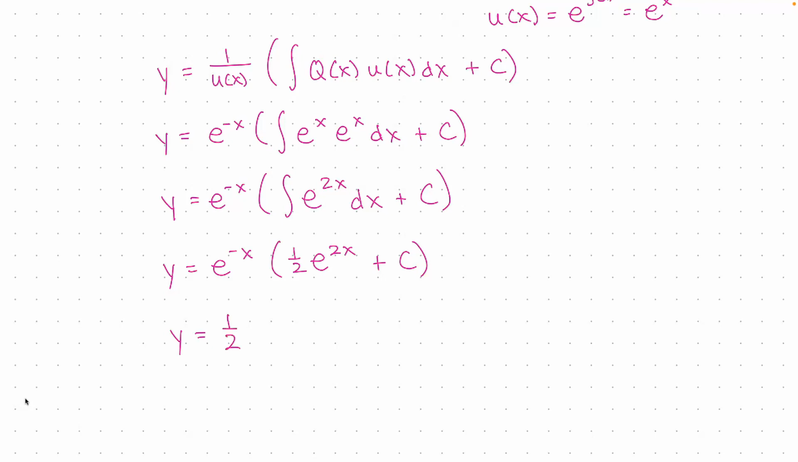so first of all, when I multiply e to the negative x times e to the 2x, that's just e to the x. I'm distributing now. That c will get multiplied by the e to the negative x as well. It's the only reason why it's written out there. Just to remind you to multiply it also by the u of x, or 1 over u of x. There you go. That's it.